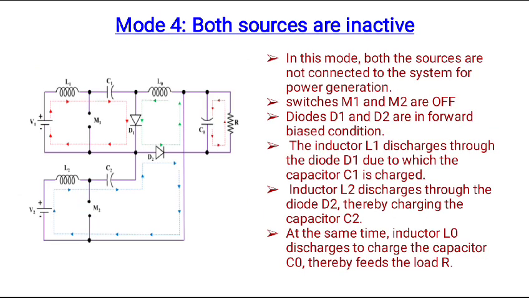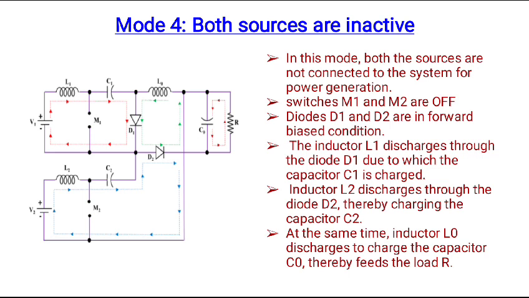The last mode is both sources are inactive. In this mode, both the sources are not connected to the system for power generation. Thus, switches M1 and M2 are off. Diodes D1 and D2 are in forward biased condition.